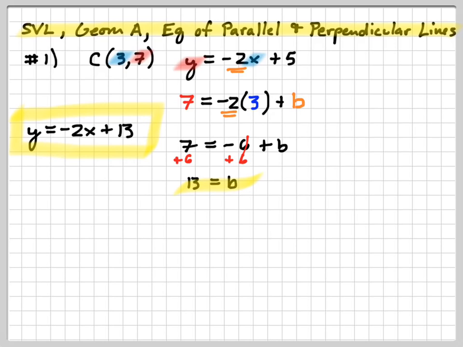So anytime you're looking for parallel lines, you know the slope has to be the same, so it has to be negative 2. And really you're just finding the y-intercept.